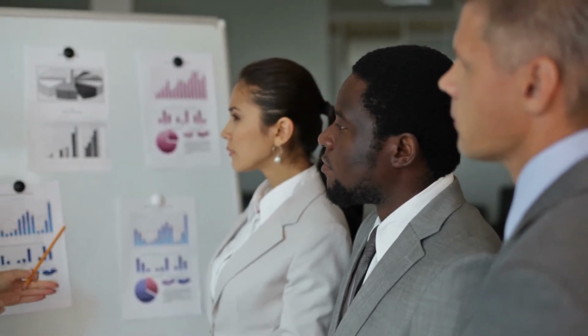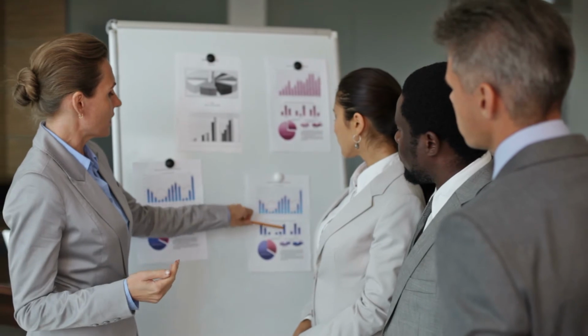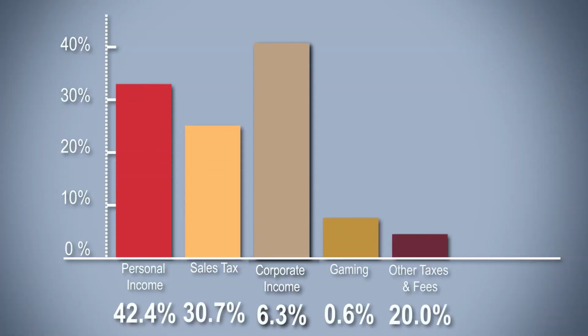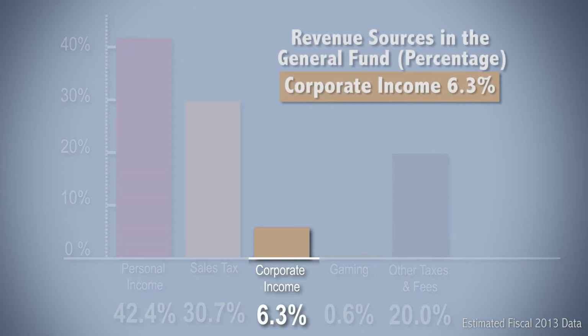Another common tax states utilize is the corporate income tax. This is a tax on corporate earnings in the state. For instance, a state may choose to tax a company's net profit. This corporate income tax generates about 6% of all revenue in the general fund.